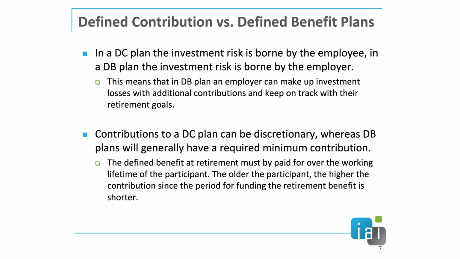Another major difference is that contributions to a DC plan can be discretionary, whereas DB plans will generally have a required minimum contribution. That defined benefit at retirement must be paid for over the working lifetime of the participant, which creates a certain level of funding obligation. The older the participant, the higher the contribution, since the period for funding that retirement benefit is shorter.